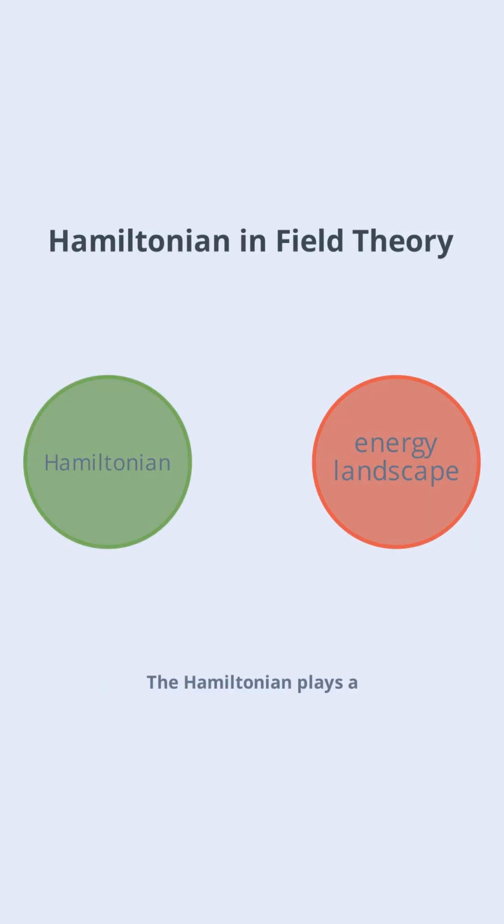The Hamiltonian plays a crucial role in field theory. It's a functional that assigns an energy to every possible configuration of the field. In our context, the Hamiltonian depends on the order parameter field and possibly on external influences, like a field Hx. The lower the energy, the more likely that configuration is to occur. The Hamiltonian thus shapes the landscape of possible states, guiding the system toward its most probable behaviors. Understanding the Hamiltonian is key to unlocking the predictions of field theory.